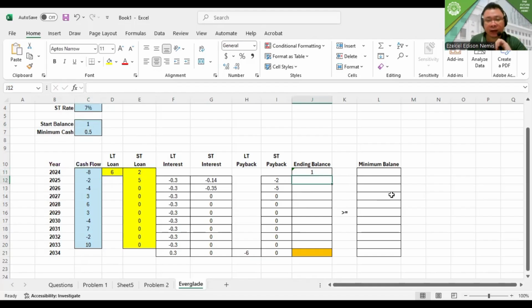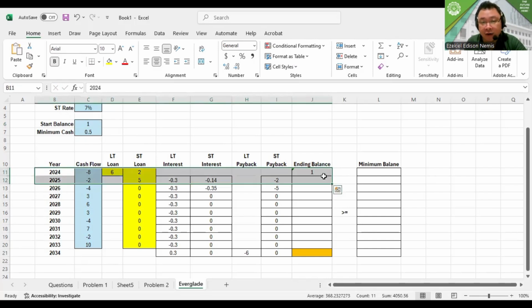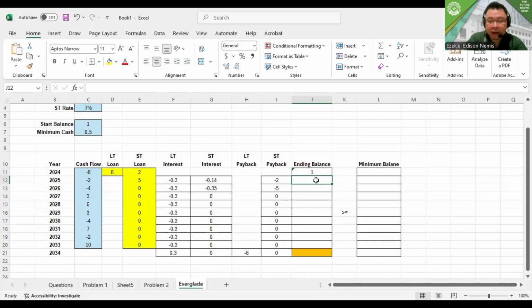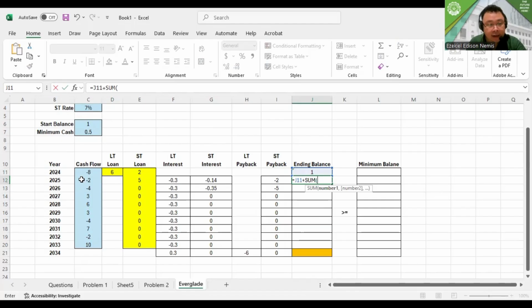All right, so here's the tricky part. Okay, if the starting balance starts here, therefore, for the year 2025, it starts here in year 2024. So the starting balance here will be from the year 2024. So to do the formula, equals, instead of getting the starting balance before, this time you get the starting balance from the year 2024. So you click this one, put plus, sum, open parenthesis, highlight the year 2025 from cash flow to short-term loan. Then press enter.